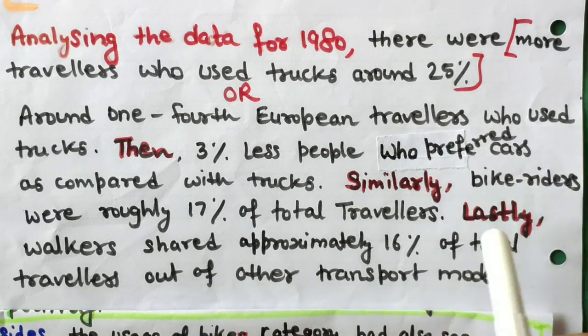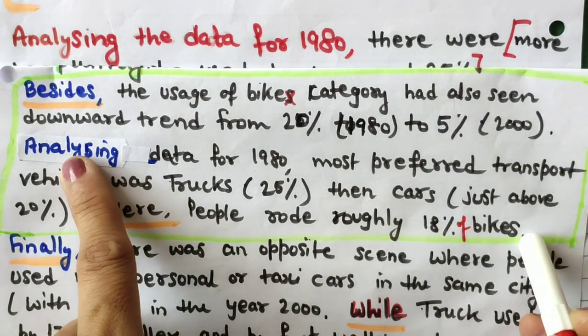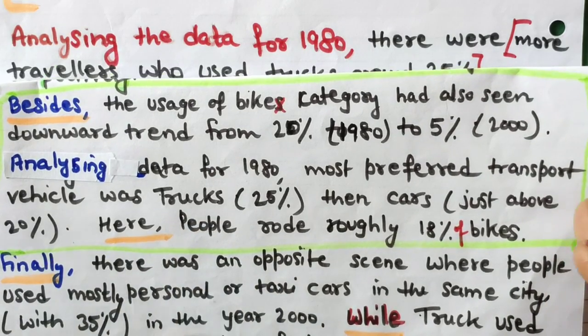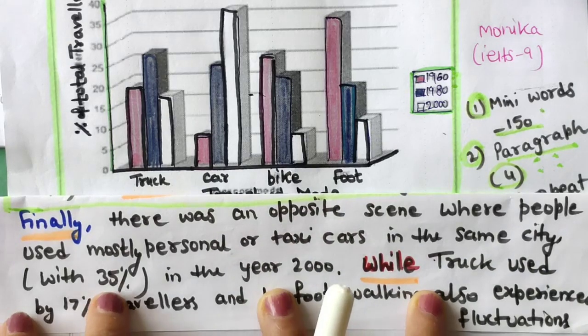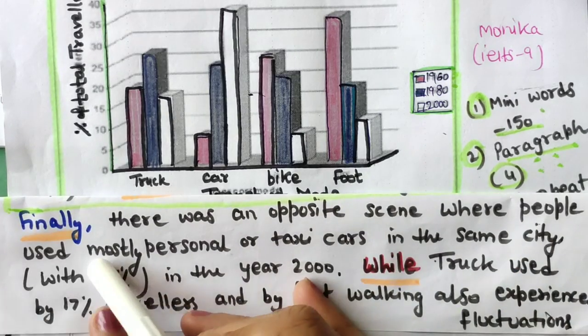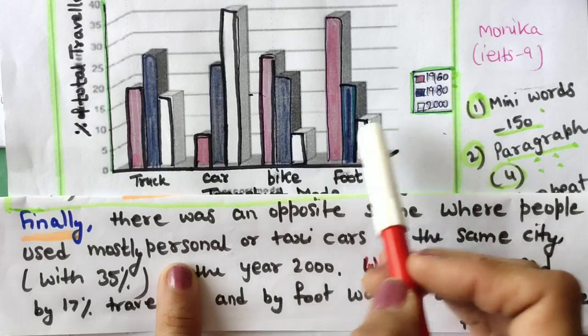In simple language, I have just explained 1980, and this way also you can write. This is 1980. Now coming to the final year, which means 2000. Finally, there was an opposite scene where people used personal cars or taxis. In 2000, the white one.